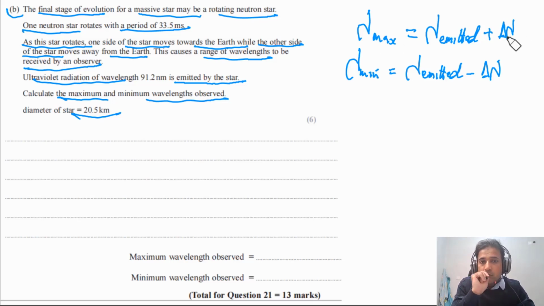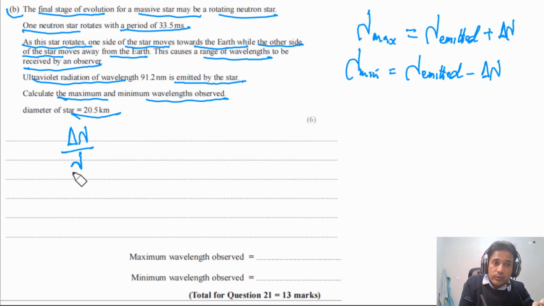So how can we find delta lambda? Because lambda emitted we have. To find delta lambda, we need to understand the Doppler shift equation. That is delta lambda over lambda emitted is equal to v over c. Lambda emitted we have, c is a constant, so if we have v, we can find delta lambda. So how can we find the v?